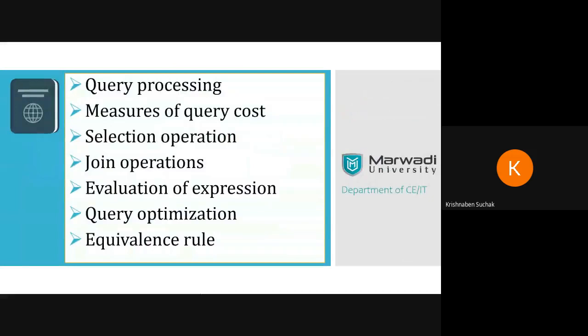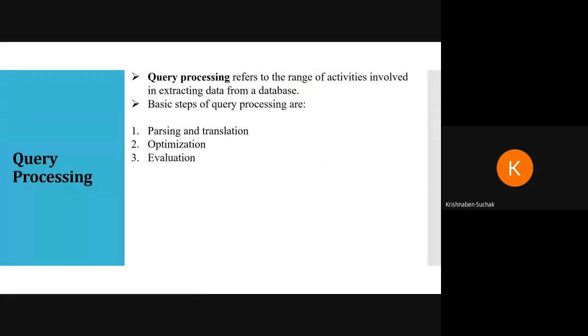So these are the topics which we are going to cover in this chapter. First one is query processing, then measures of query cost, then selection operation, then join operations, then evaluation of expression, query optimization, and equivalence rule. Now, first of all, your first topic in this chapter is query processing. How your query is going to be processed in the system, how you are going to get the correct output.